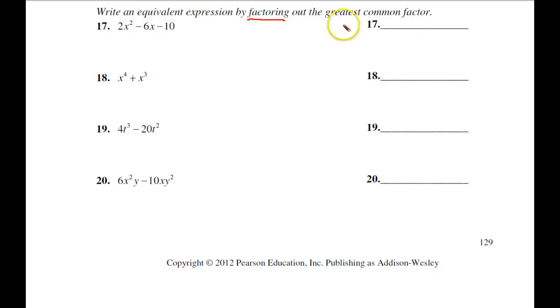Factoring out the greatest common factor. So as we look at this, we see we have a what factor in each term that we can factor out? And the answer is a 2. We'll factor out a 2. Then we'll see what we get. Here we can factor out an x to the 3rd out of each of these factors. Here we can factor out a 4t².